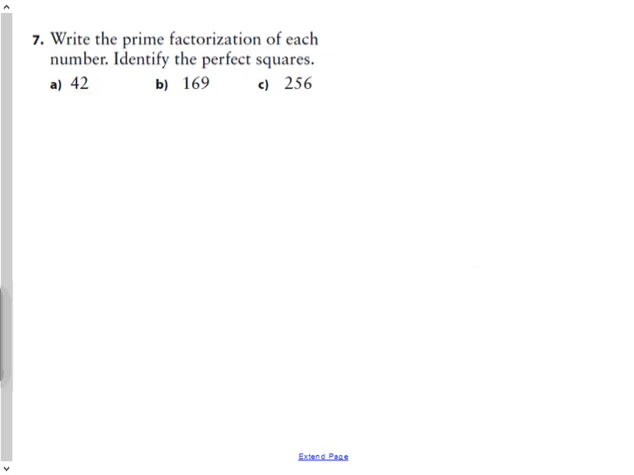Question 7 says write the prime factors for each number and identify if it's a perfect square. So 42, because it's an even number, I know that 2 can come out because 42 ends in a 2. And that's 2 times 21. Now some people who aren't overly strong at math think that we're done now. 21 must be prime, but it's not.